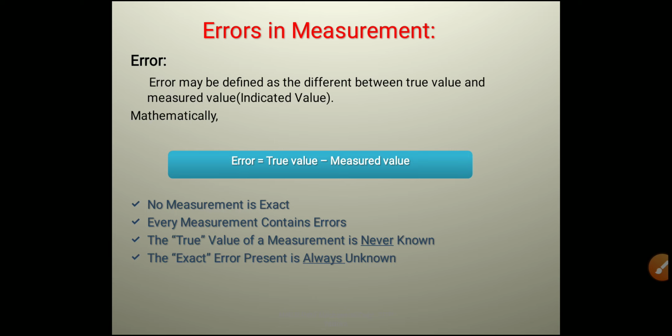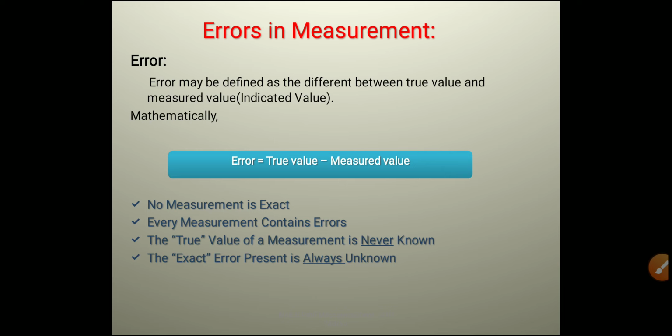Earlier we discussed all the static characteristics of a measuring instrument. We have seen accuracy, precision, sensitivity, calibration, traceability, repeatability, reproducibility, etc. These are the most useful characteristics of a measuring instrument, but there is no measurement which gives the exact value. There is always an error existing in a measurement system. So let us see what is meant by error.